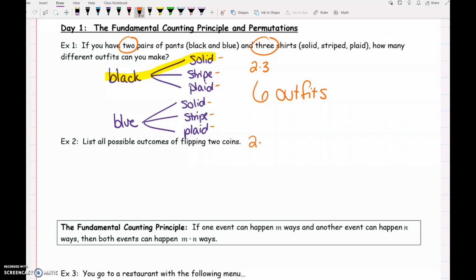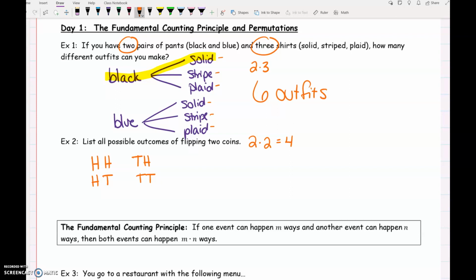So there's 2 options for the first coin. There's 2 options for the second coin. There should be 4 total options if we flip 2 coins. First we have heads, heads, heads, tails. We also have tails, heads, tails, tails. There are the 4 options for flipping 2 coins.